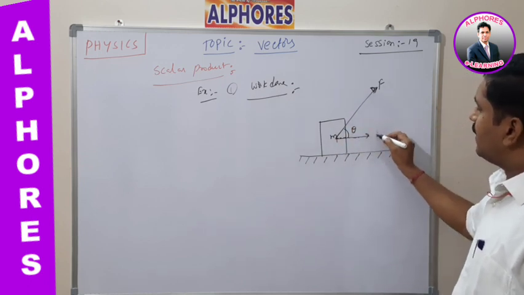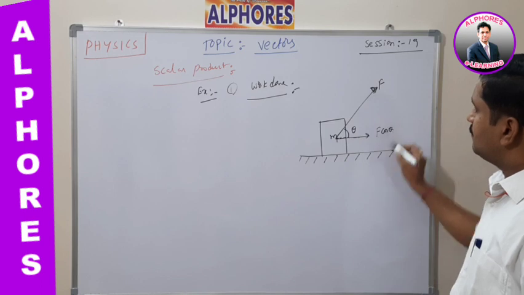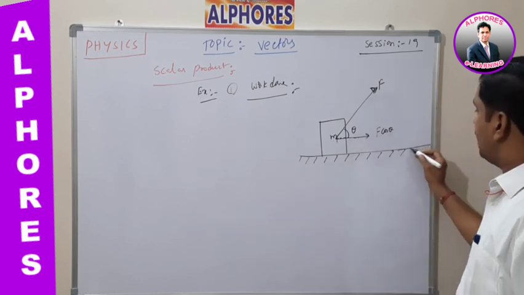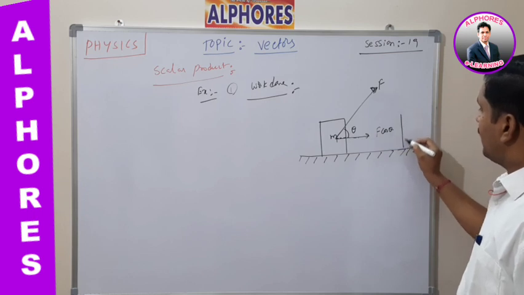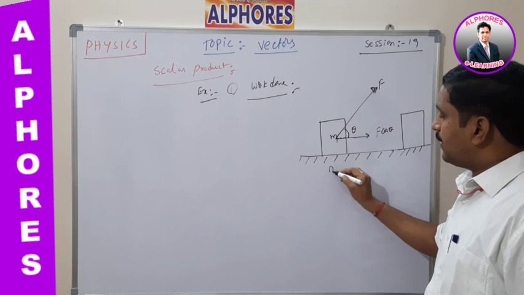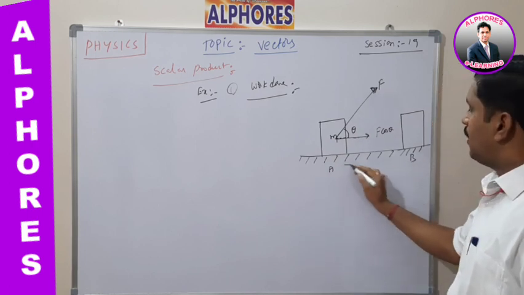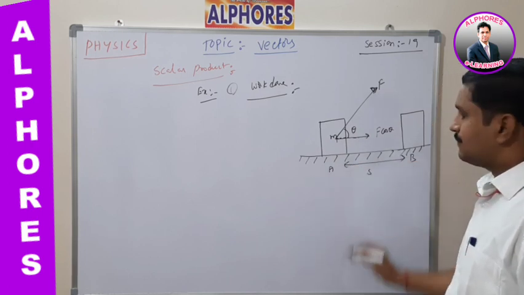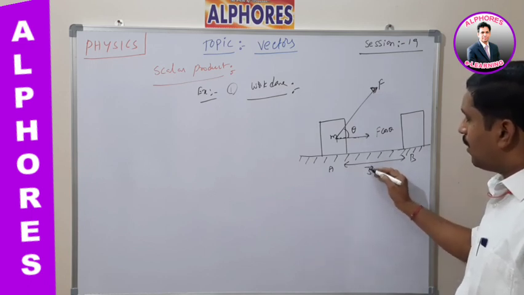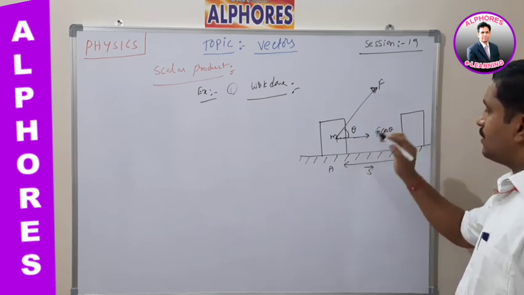Now, what is the force acting here? F cos theta. Due to this horizontal component of force, what happened? Please listen carefully. The block moves from one point A to some other point B. Let us say the displacement is S, where S bar is the vector. So the displacement of the block is in the direction of F cos theta only.